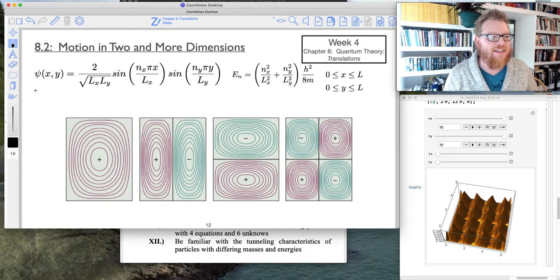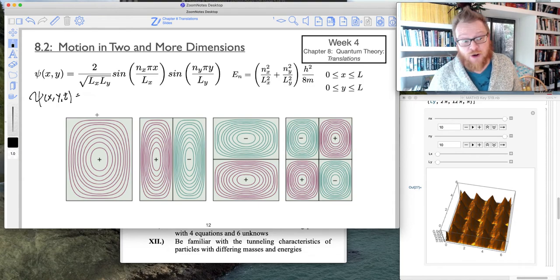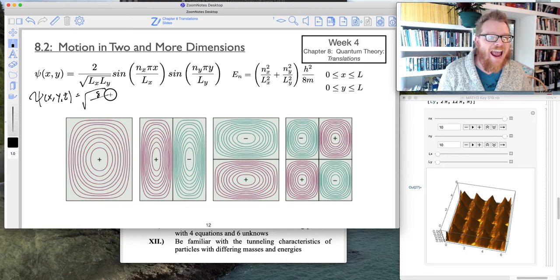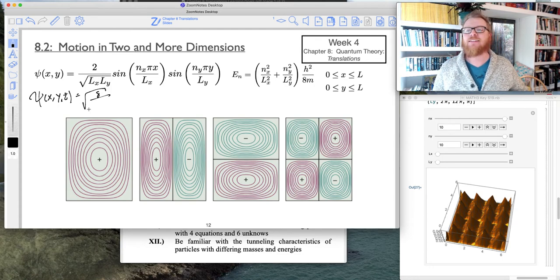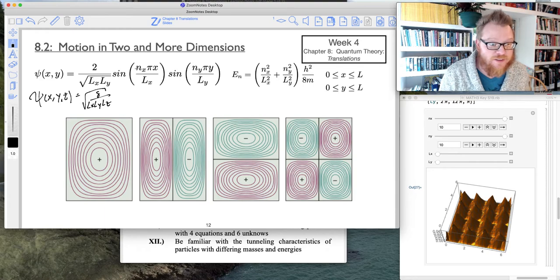Okay? So what happens if we were to keep going with this? Could we establish psi of x, y, z? As it turns out, we could, and it would be very straightforward through the exact same separation of variables. I'm just going to write that result down directly. So that's going to go as the square root of 8, and the reason why it's 8 is because it's root 2, root 2, root 2, 3 of them. And now that's Lx, Ly, Lz, right?